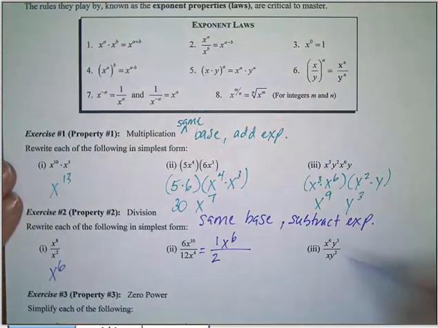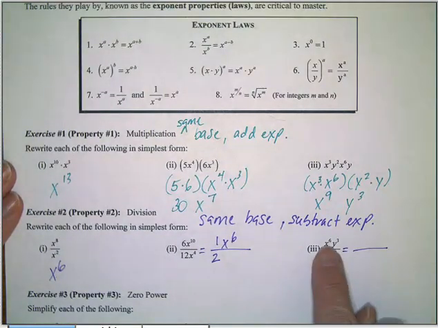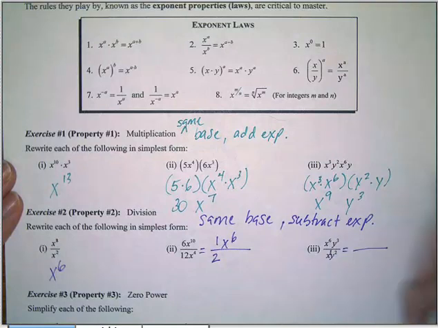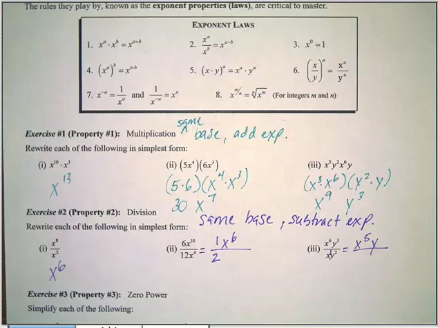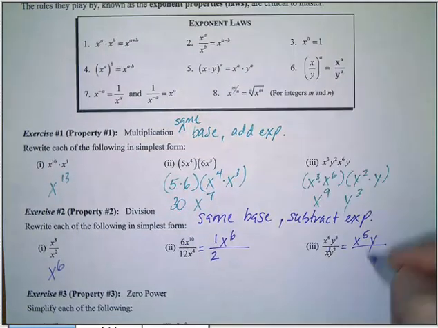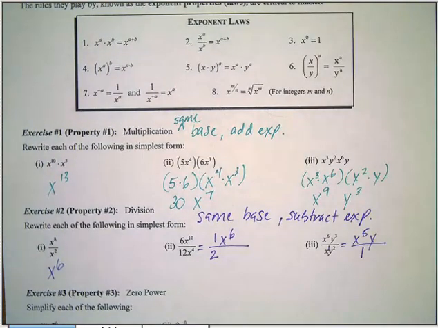And in the third example, now I have x's and y's, so x to the 6th over x, remember this has a 1, so that gives me x to the 5th. Y to the 3rd over y to the 2nd gives me y to the 1st, or just y. And there is no denominator. Or I could, if I wanted to, put a 1, but I don't have to.